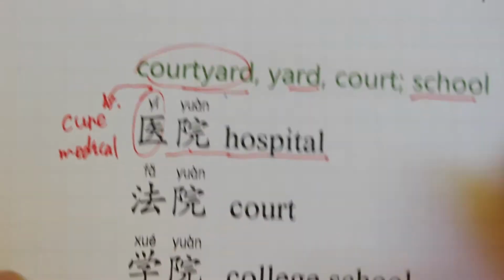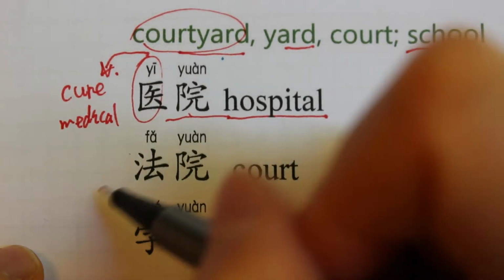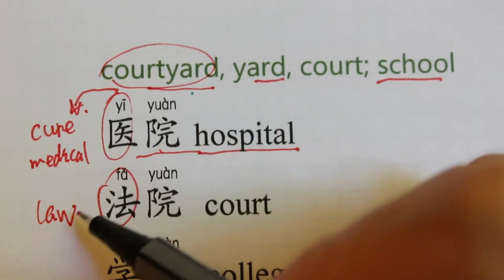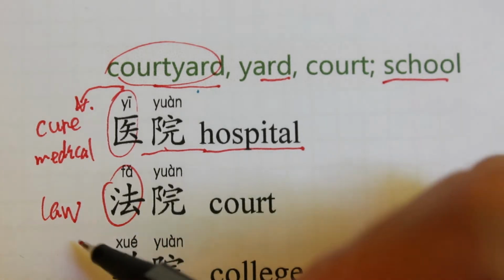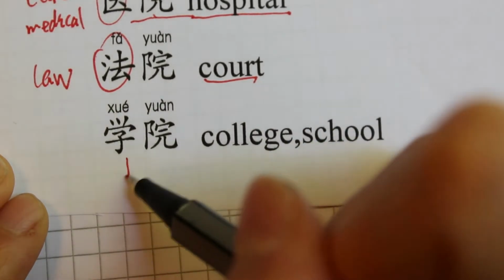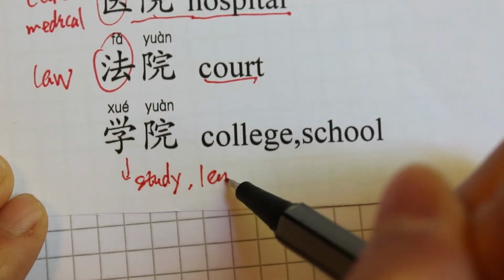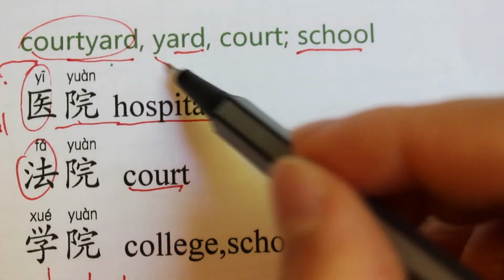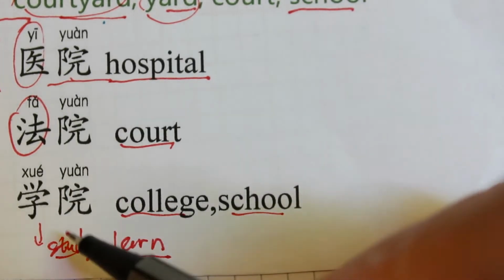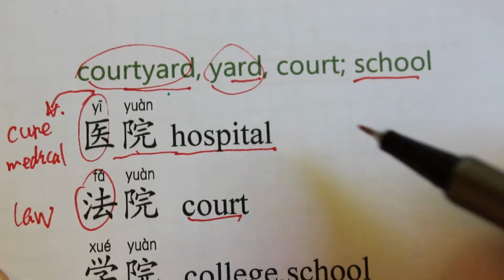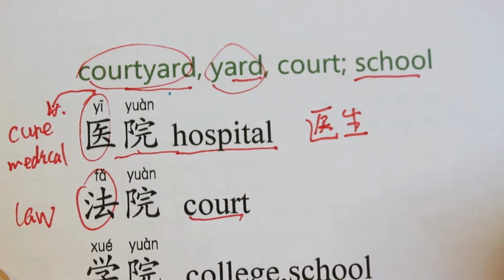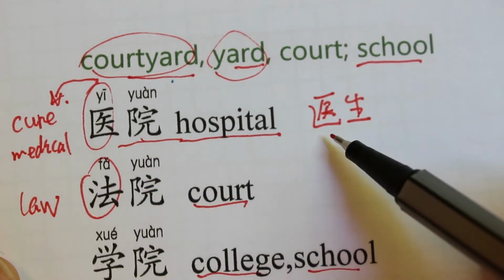医院. And the next one, 法院. 法 means the law. So the courtyard with law, 法院, means the court. And the next one, 学院. 学 means study and learn, right? So the yard for others to learn and study means the college and school. 学院. And we can also know 医生, right? 医生 is the doctor. In the hospital we have doctors.